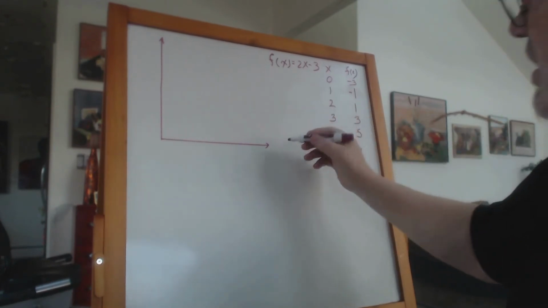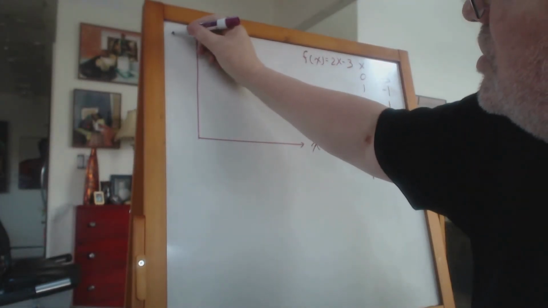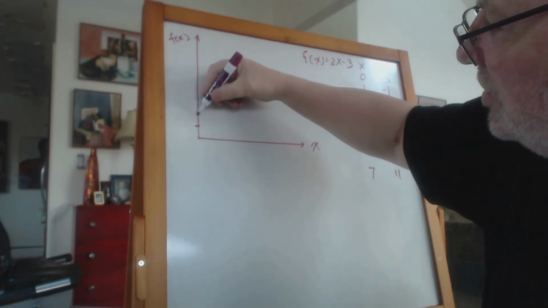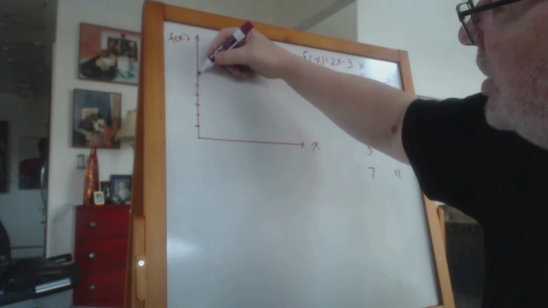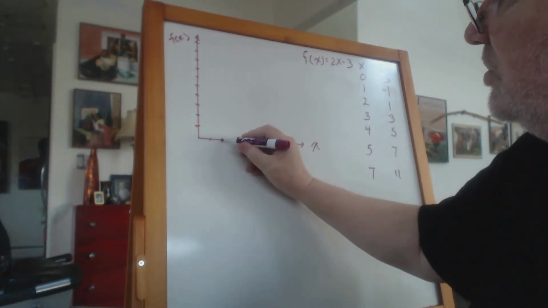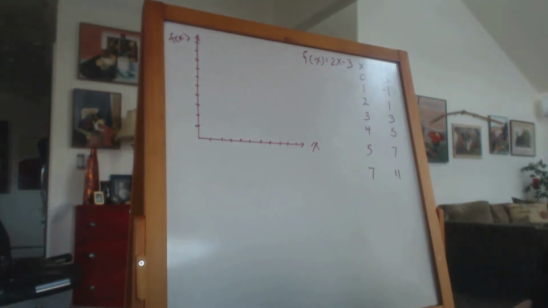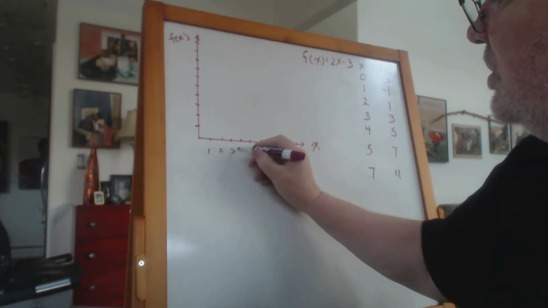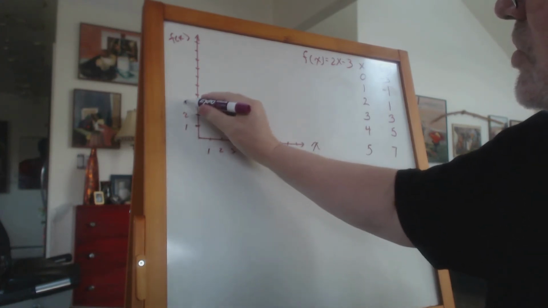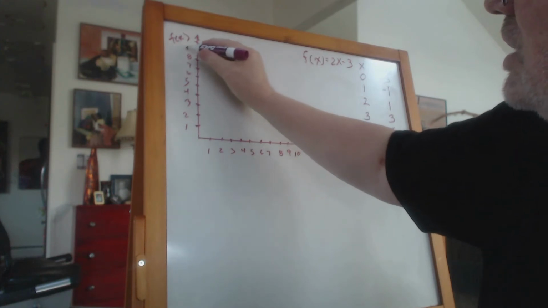So if we say this is x, and we say this is the value of the function for a given x, we have the axes marked 1, 2, 3, 4, 5, 6, 7, 8, 9, 10.